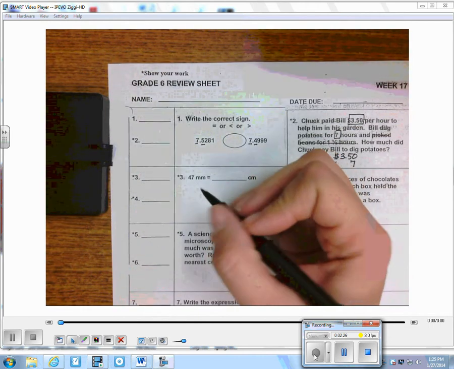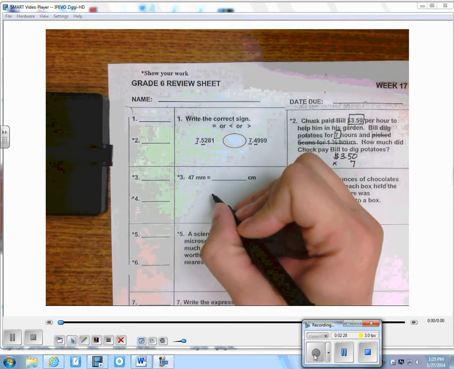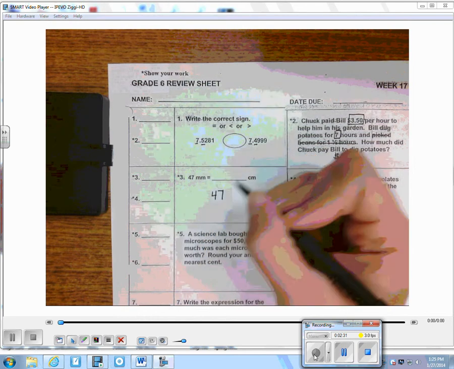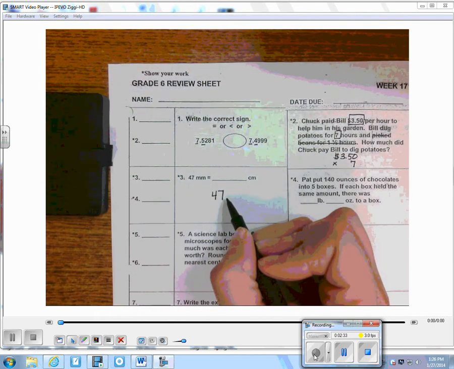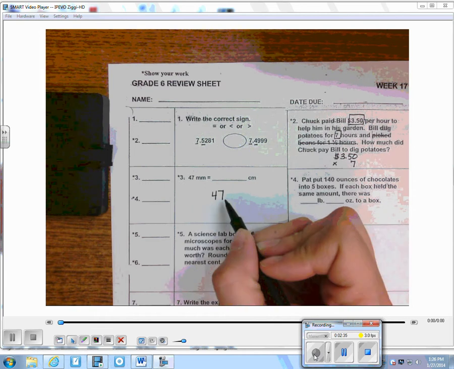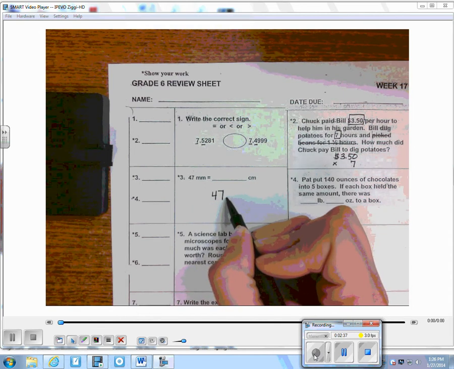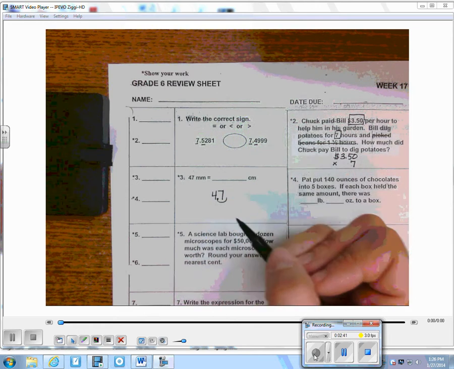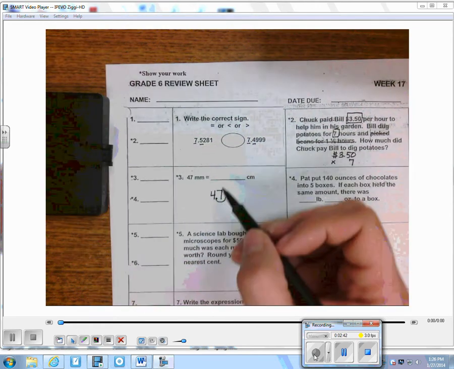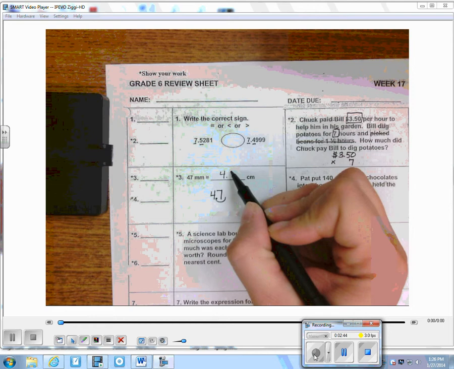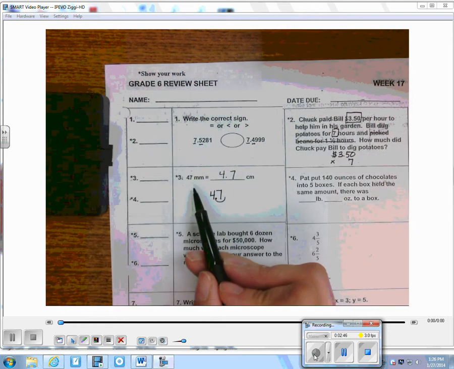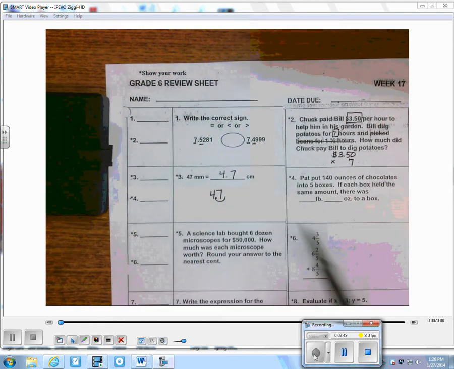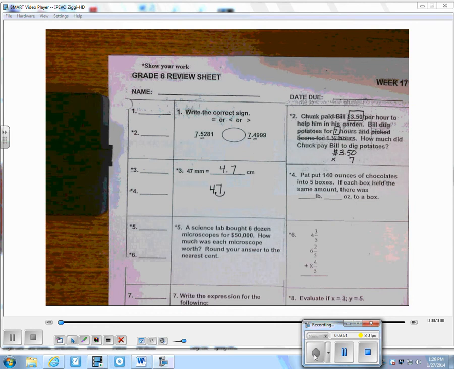So if my original number is 47, I'm going to start here and I'm going to go to the left. Okay, my number is now 4.7. So 47 millimeters is the same as 4.7 centimeters.